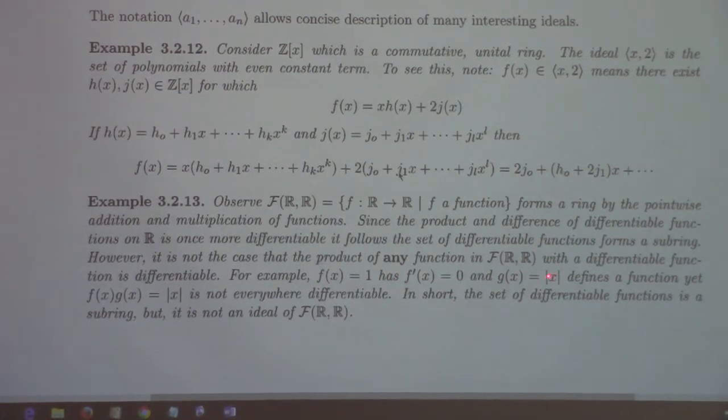This g, the absolute value of x, that's your quintessential non-differentiable function, right? It's got a kink in the graph at 0. You guys know this. And if you look at f of x times g of x, you get the absolute value of x, and that's not differentiable, so the ring of differentiable functions is not an ideal. There's an example of something that's a subring but not an ideal.